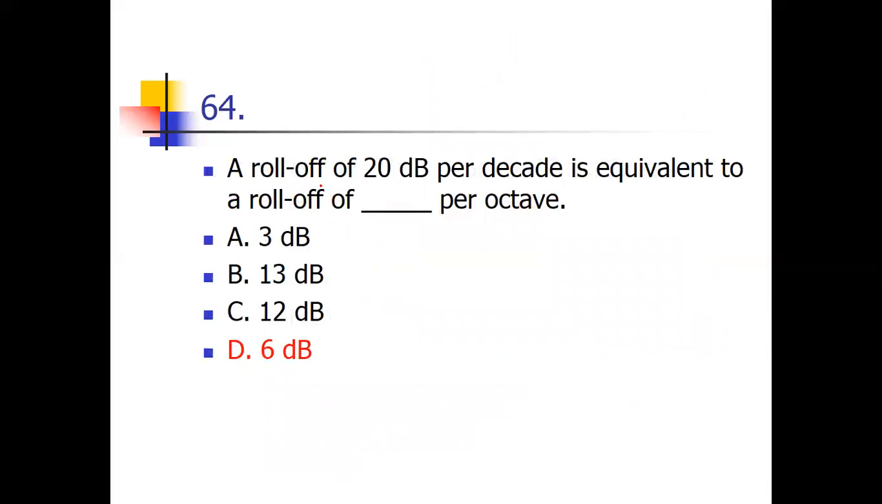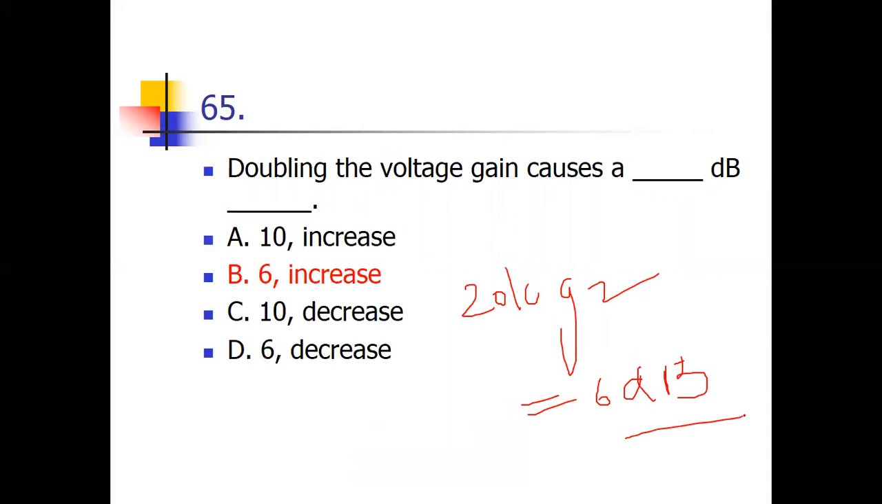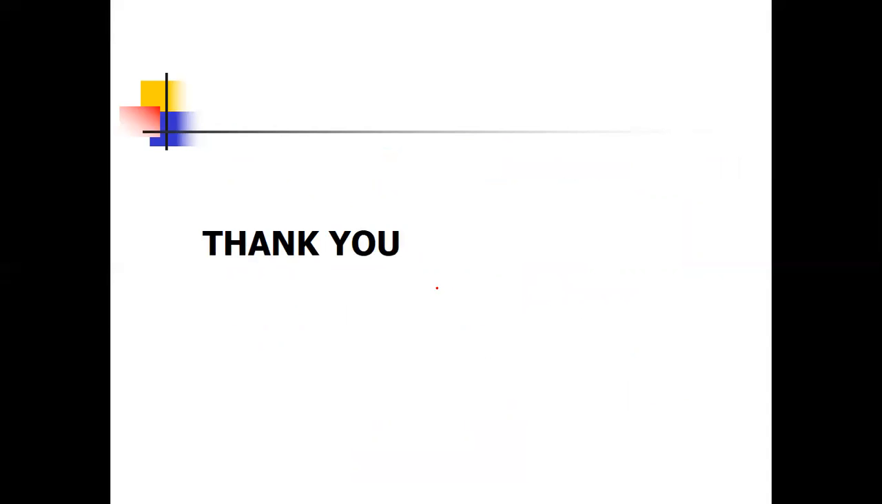A roll off of 20 dB per decade. Remember, a decade is a factor of 10, an octave is different. 20 dB per decade is equal to 6 dB per octave. Doubling the voltage gain always, remember, 20 log 2 is 6 dB. So if you double the gain, it will increase by 6 dB.